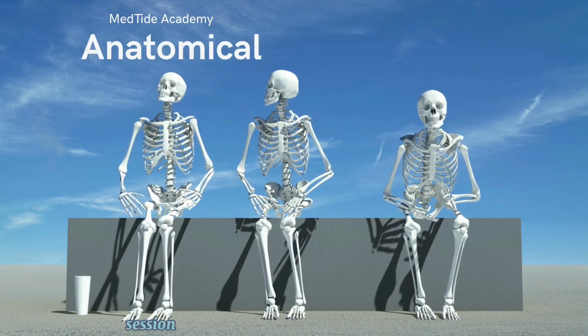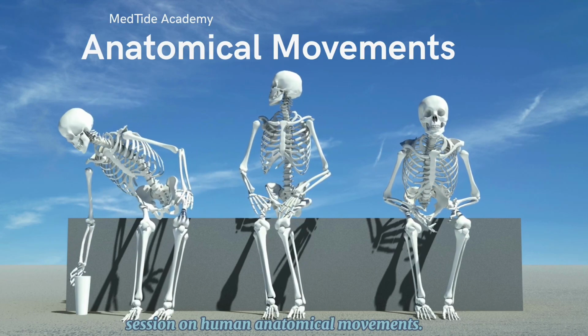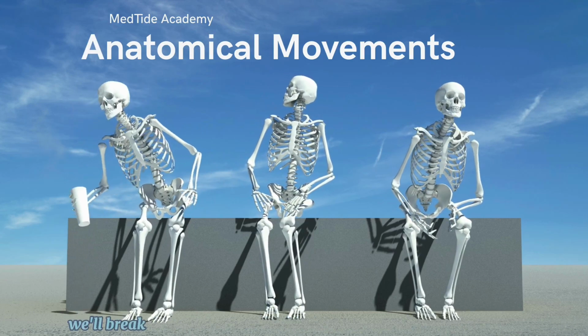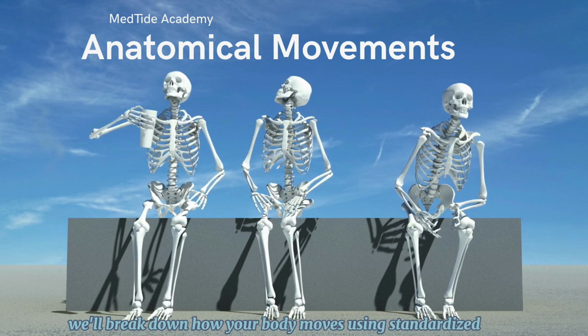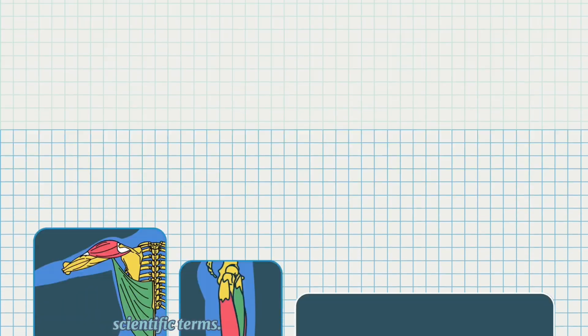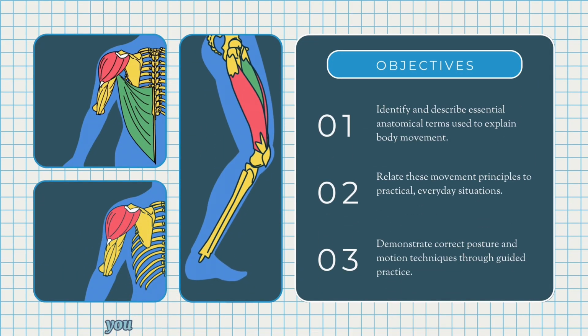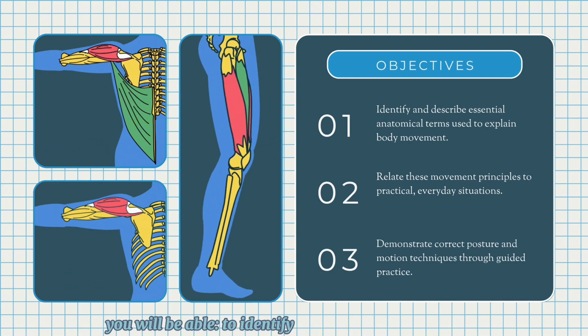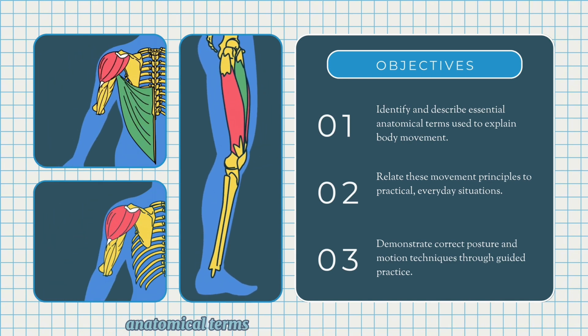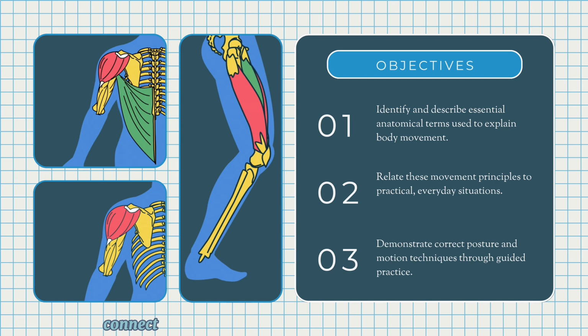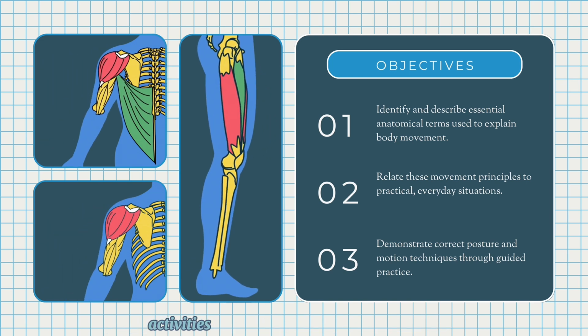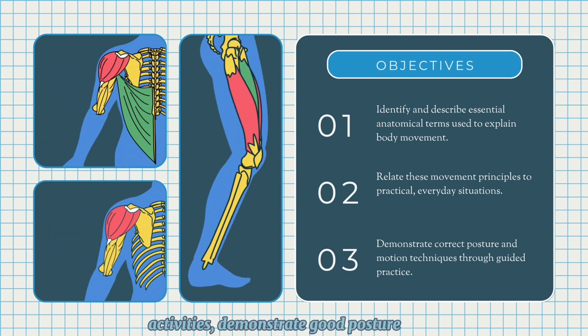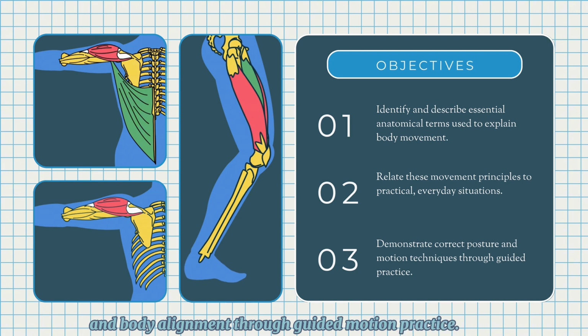Welcome to today's lesson session on human anatomical movements. In this video, we'll break down how your body moves using standardized scientific terms. By the end of this presentation, you will be able to identify and explain essential anatomical terms that describe movement, connect these movement patterns to everyday life activities, and demonstrate good posture and body alignment through guided motion practice.